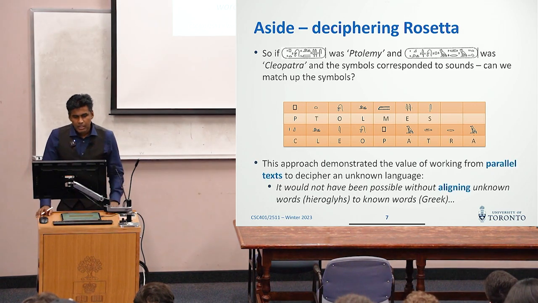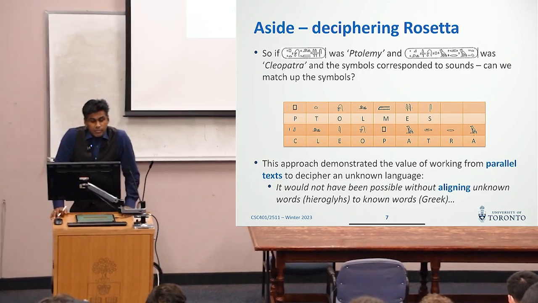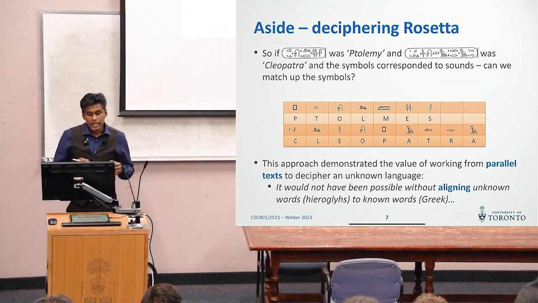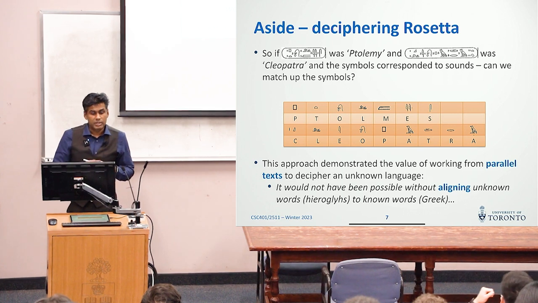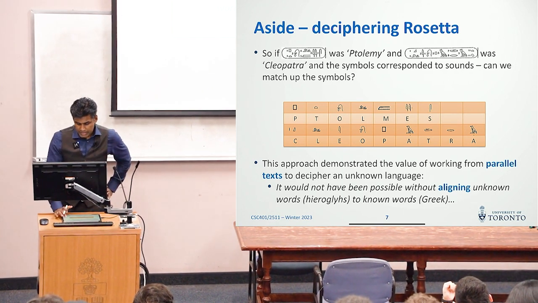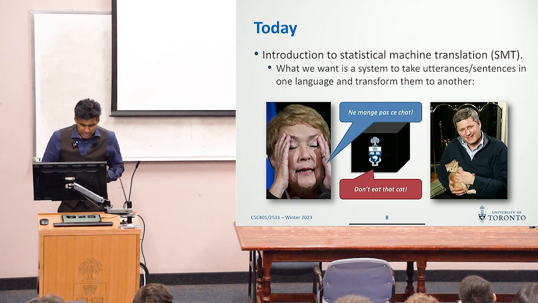So this deciphering of the Rosetta Stone was the first demonstrated value of working from parallel text to decipher an unknown language. Without this aligning approach, it wouldn't be possible to map unknown words or Egyptian hieroglyphs to known Greek words. And with that motivation, we start today's lecture on statistical machine translation.